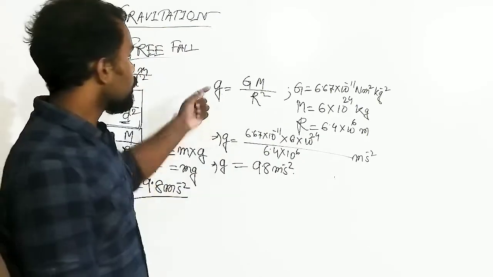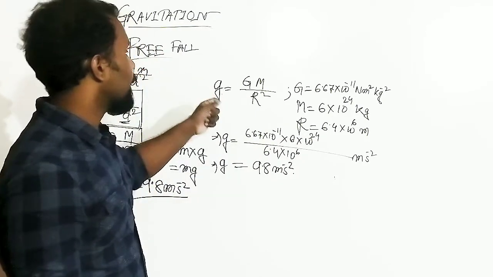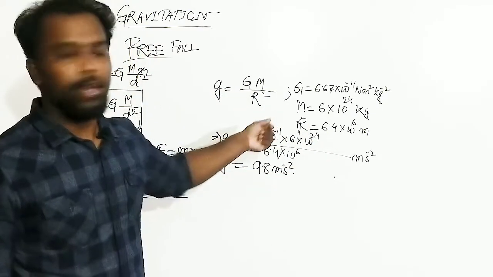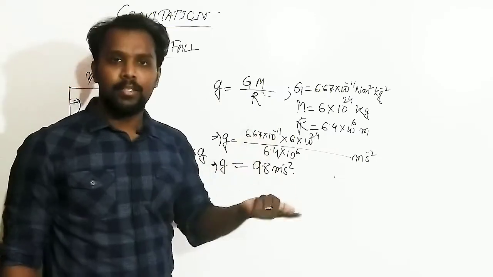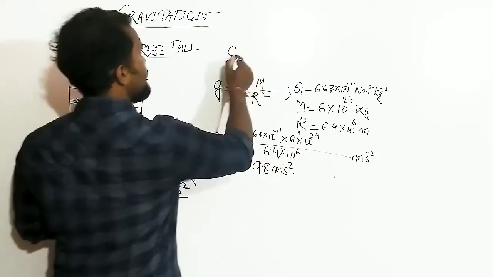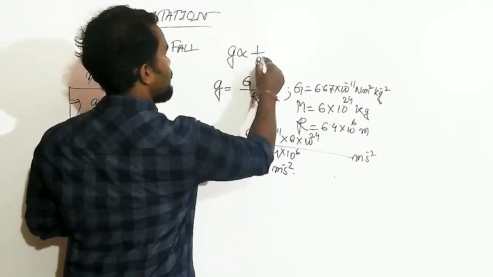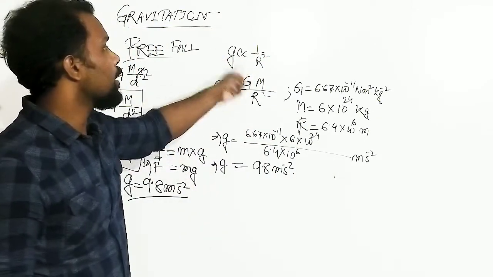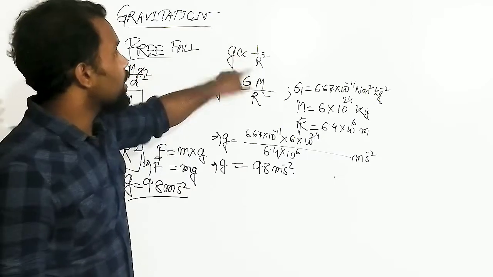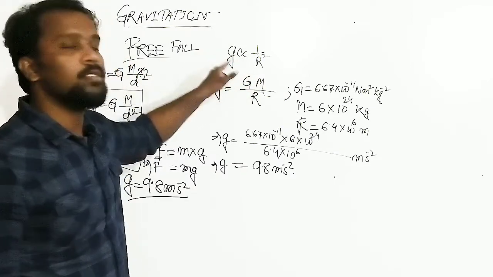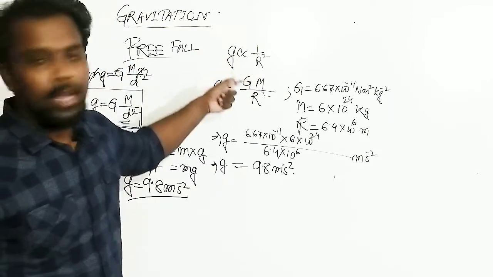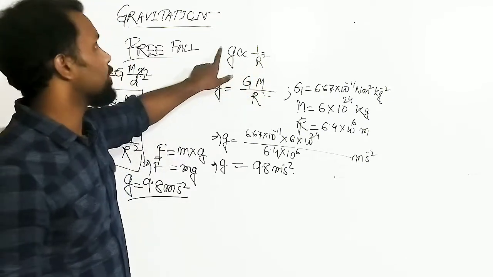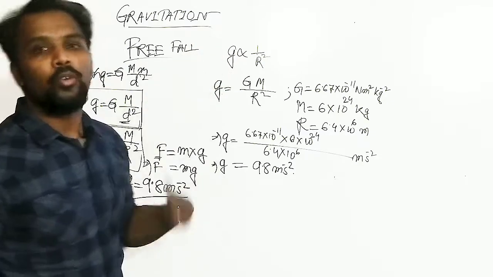At the equator the radius is high, and at the pole the radius is less. So we have got that g is inversely proportional to what? R square, right? If R becomes less, g is going to be high. If R becomes high, g is going to be less. At the equator the radius is high, so the gravitational acceleration is going to be less, right? And at the pole the radius is less. That's why at the pole this g value is going to be high.